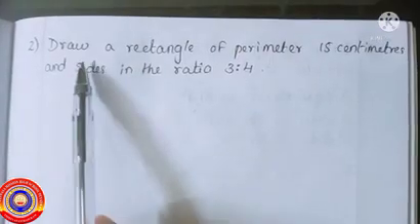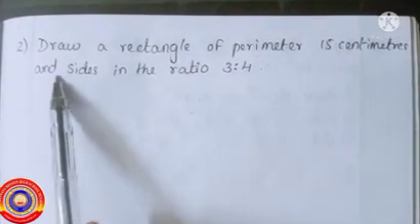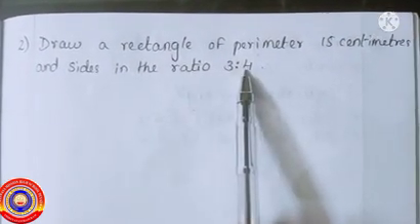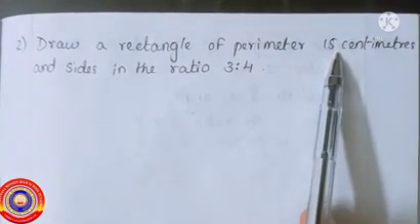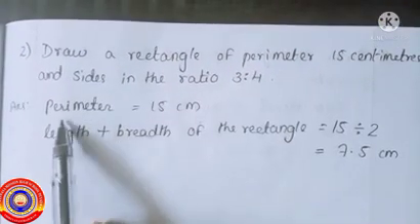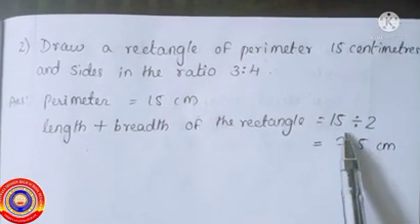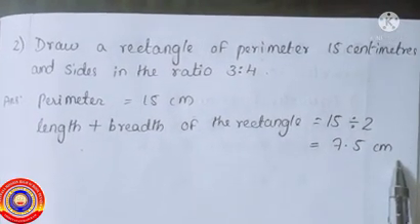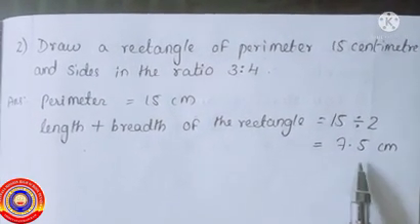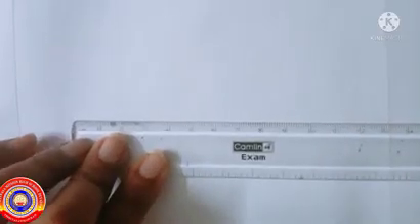Next, second question. Draw a rectangle of perimeter 15 centimeters and sides in the ratio 3:4. So here we have to draw a rectangle of perimeter 15 centimeters. That is, perimeter is given as 15 centimeter, then length plus breadth of the rectangle is equal to 15 divided by 2, that is equal to 7.5 centimeter. So first of all, draw a line of length 7.5 centimeter.